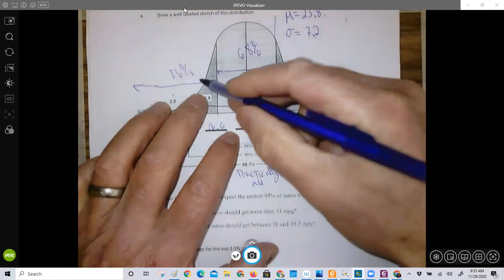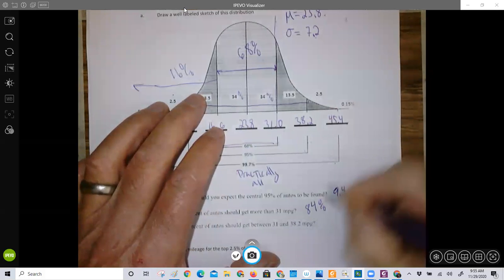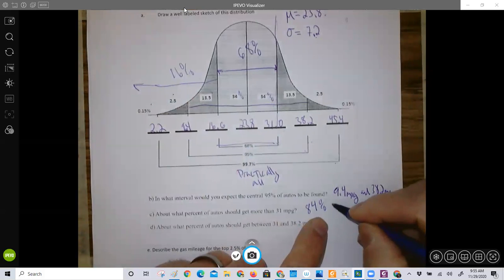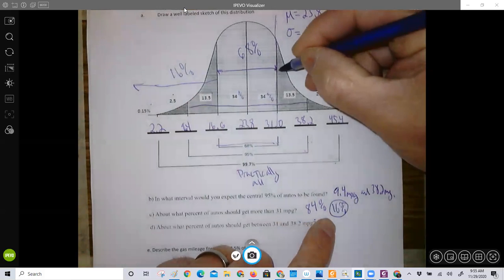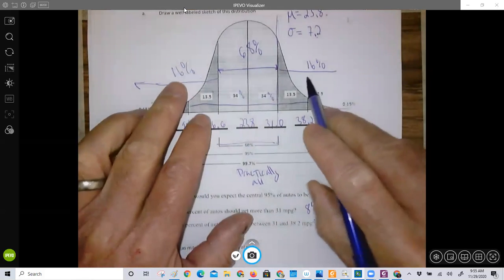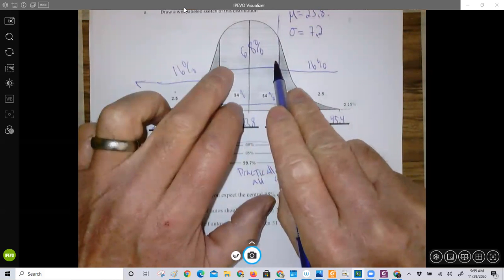So 68 plus 16 is 84% of the cars should get less than that. So that tells me 16% will get more. I should read these questions a little more carefully. So that tells me there's 16% up here too, because together, right here, that's 68%.